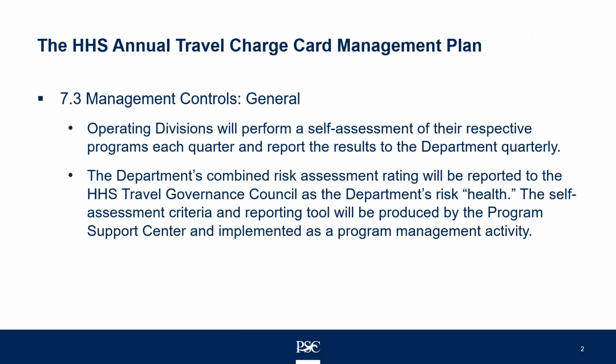In the HHS Annual Travel Charge Management Plan, Section 7.2 references the need for a risk self-assessment for each operating division program. The management plan states that operating divisions will perform a self-assessment of their respective programs each quarter and report the results to the department quarterly, and that the department's combined risk assessment rating will be reported to the HHS Travel Governance Council as the department's risk health. The self-assessment criteria and reporting tool will be produced by the Program Support Center and implemented as a program management activity.